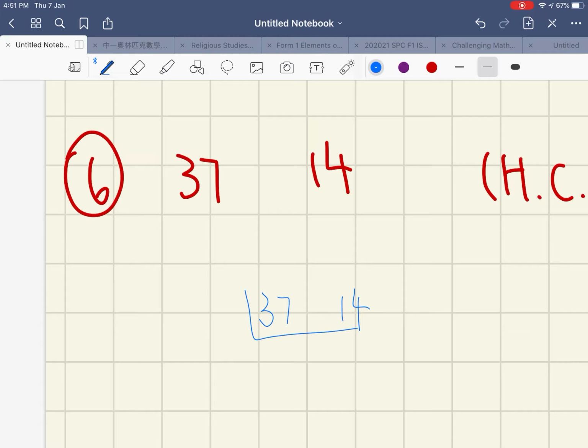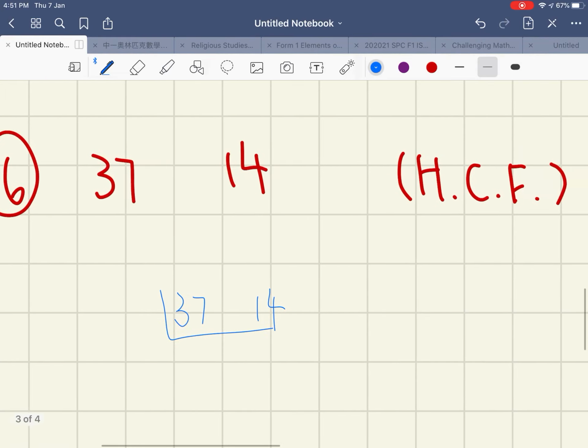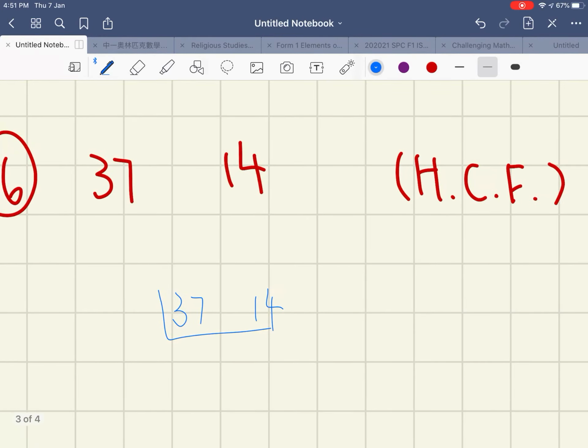so when there are no common factors bigger than 1, then the answer will be that number. Do you know what that number is? Yes, it is 1. Since every number has a factor 1, if there aren't any common factors between the numbers that are bigger than 1, the answer will be 1. So the H.C.F of 37 and 14 is 1.